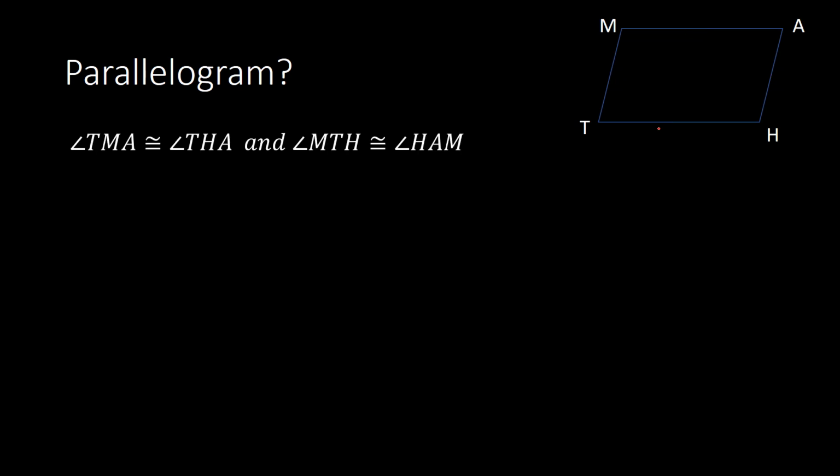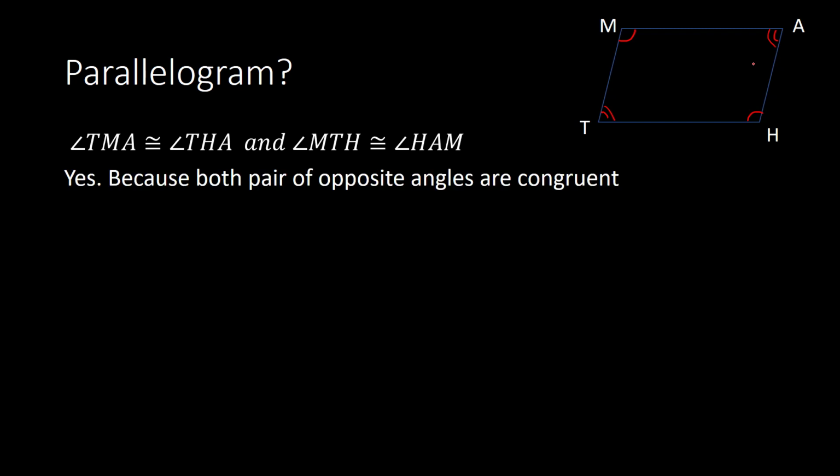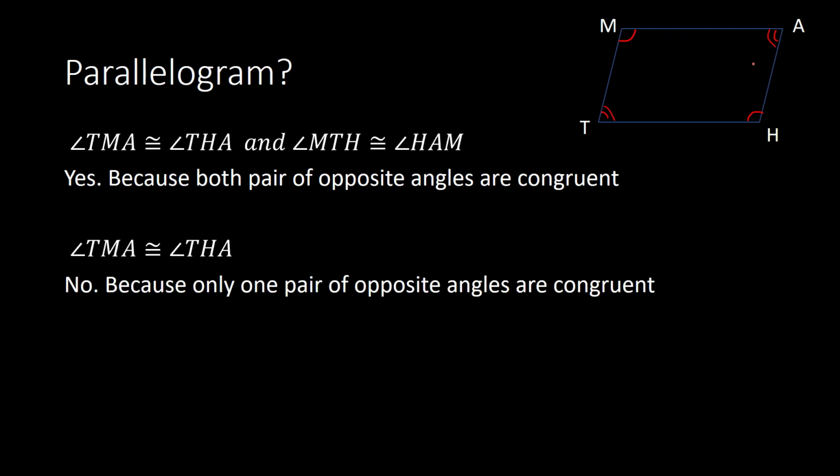Here's another example. We're told that angle TMA, right here, is congruent to angle THA, right over here. And then angle MTH is congruent to angle HAM. And the question is, do we have a parallelogram or not? And the answer would be yes, because we have both pairs of opposite angles being congruent. If, however, you are told that angle TMA is congruent to THA, and that was it, this is not enough information, because we only have one pair of opposite angles, but we need both pairs of opposite angles to be congruent in order to have a parallelogram.